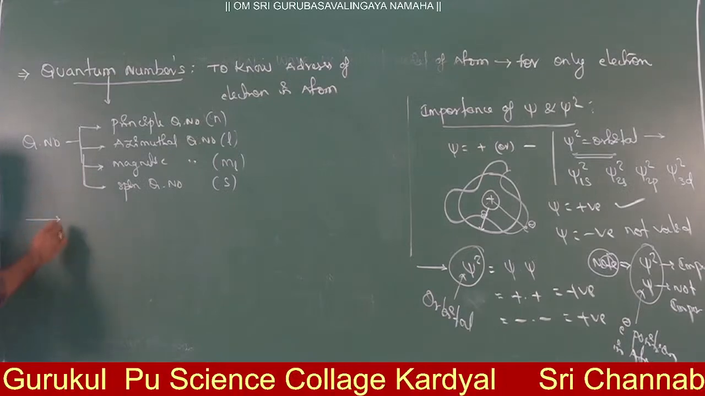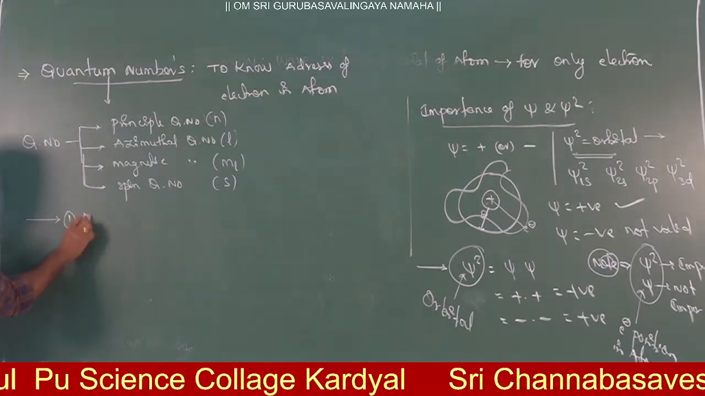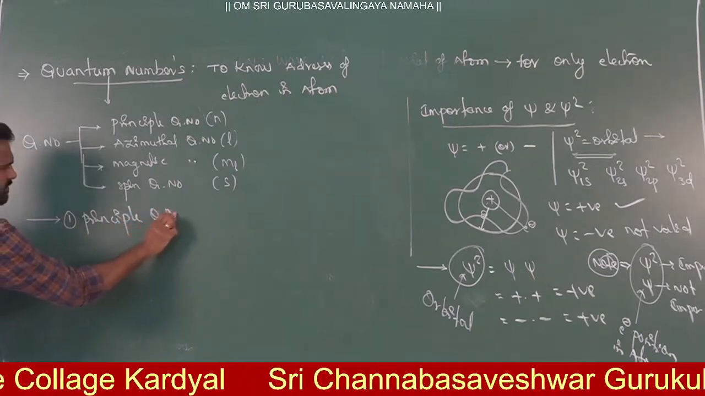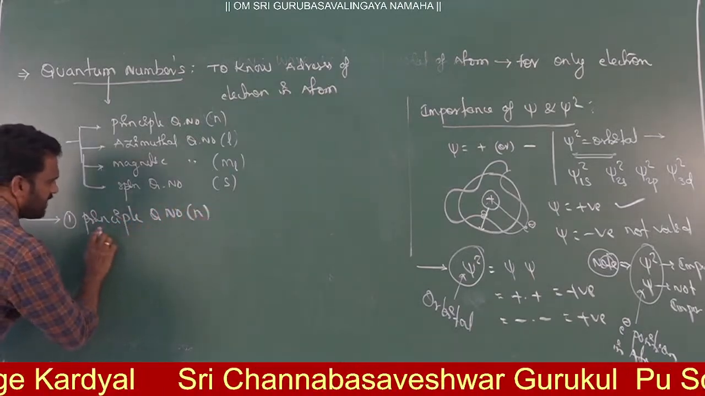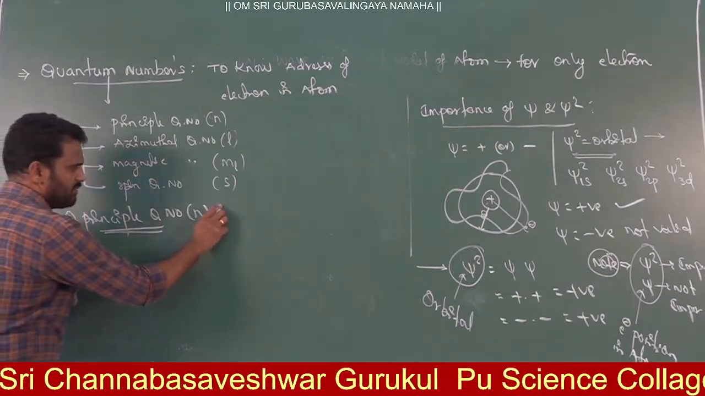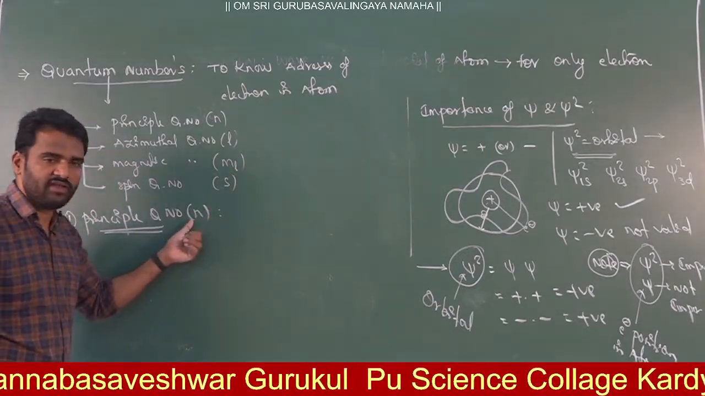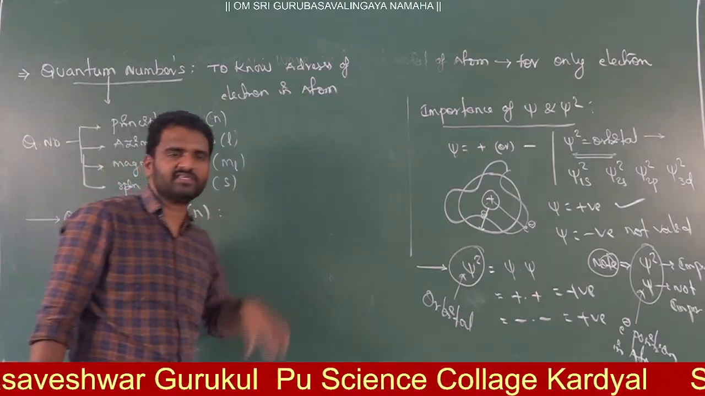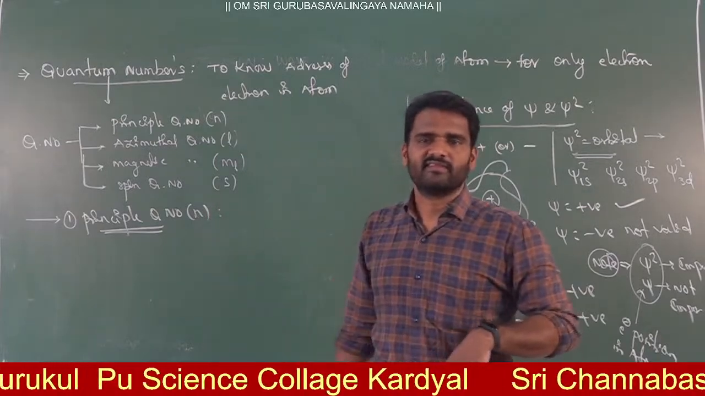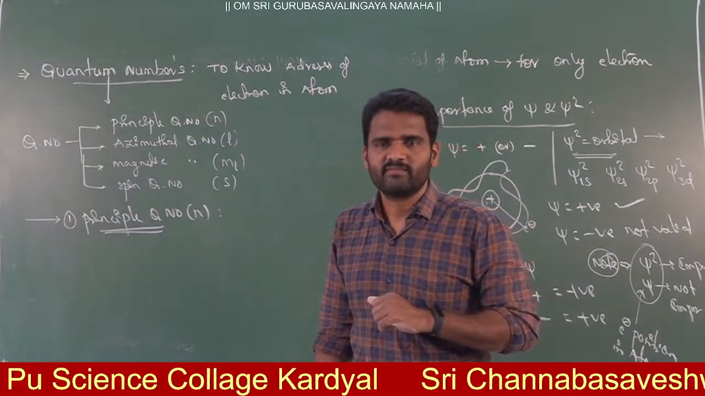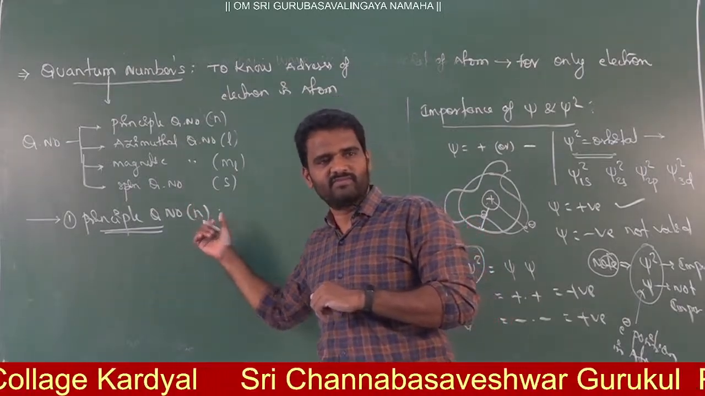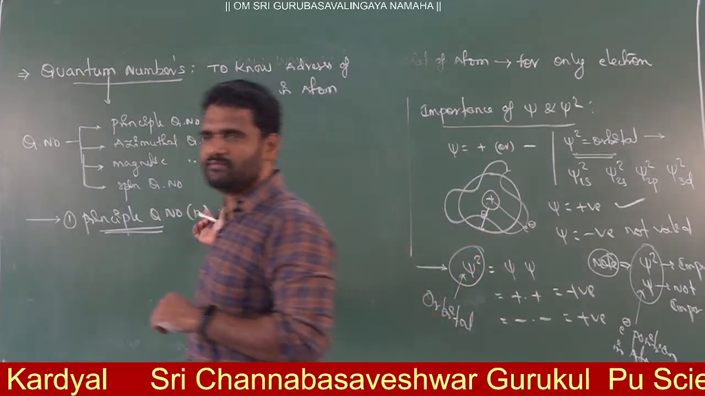Right, now first one is the principal quantum number. Put side heading: principal quantum number. Principal quantum number is represented by n. Who proposed this principal quantum number? Tell me where we used this n value, small n. This is the principal quantum number.